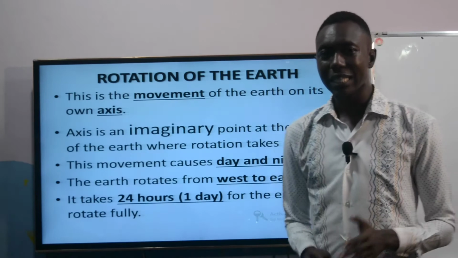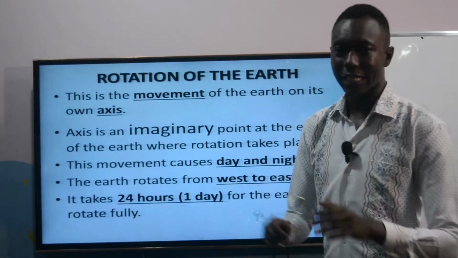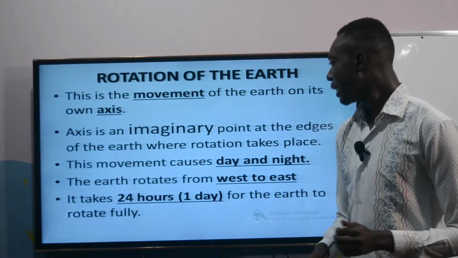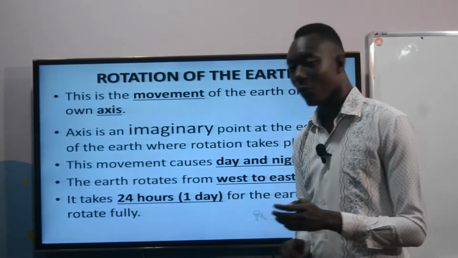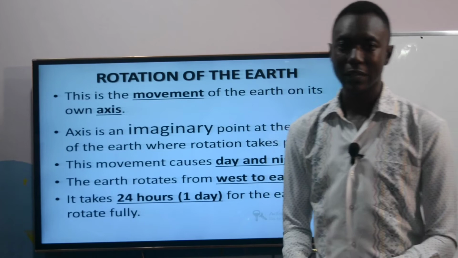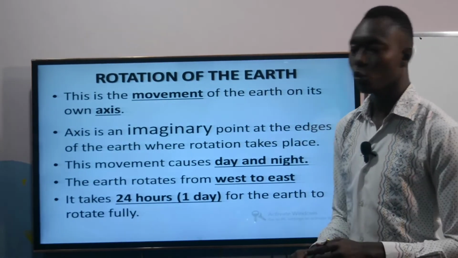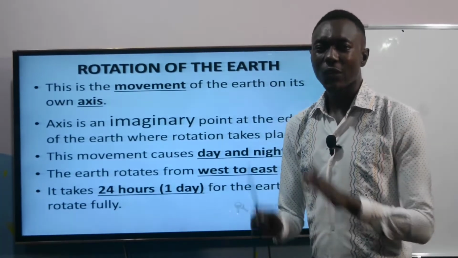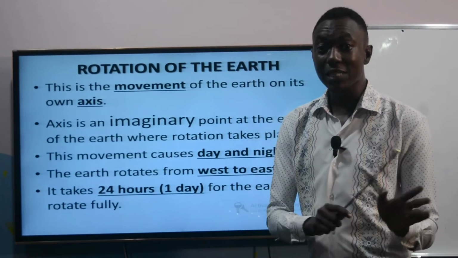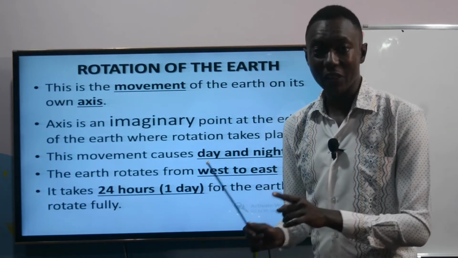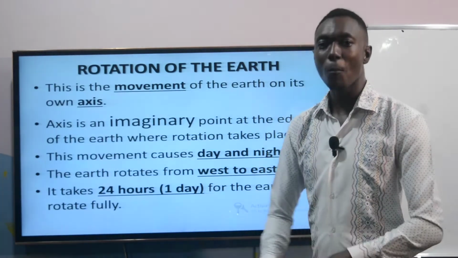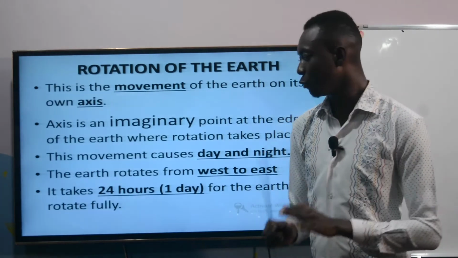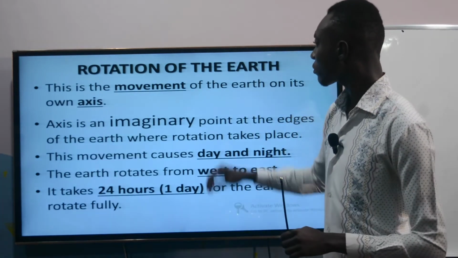How many days does it take the earth to rotate fully? It takes 24 hours, that is 1 day, for the earth to rotate fully. Note that the earth does not move from east to west. Rather, it moves from west to east. I hope you've taken note of that.